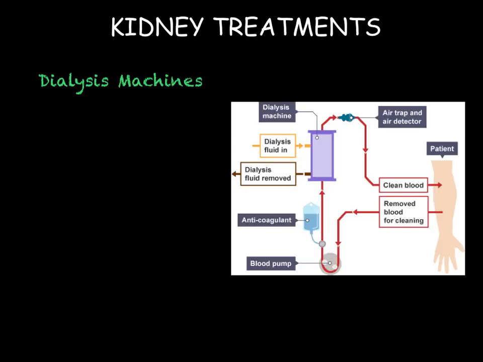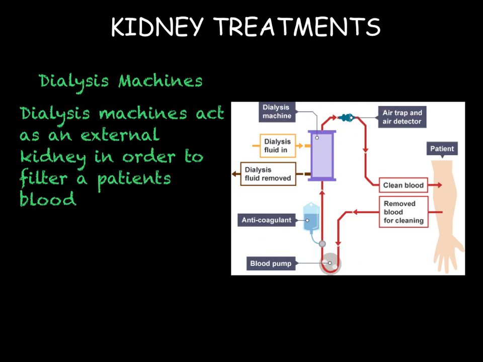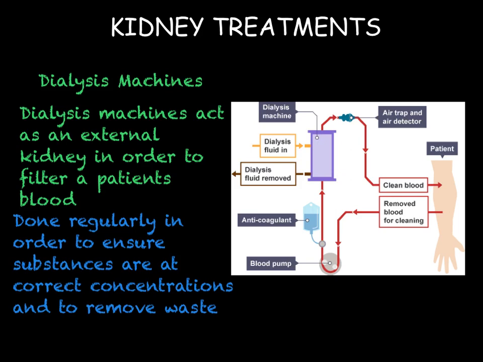You need to know about 2 kidney treatments for GCSE. The first of these is via dialysis machines. Dialysis machines are used by patients who have kidney failure and therefore can't filter their blood properly. The dialysis machine will filter their blood for them. Dialysis has to be done regularly to keep dissolved substances at the right concentrations and to remove waste. This prevents a buildup of urea in the blood.